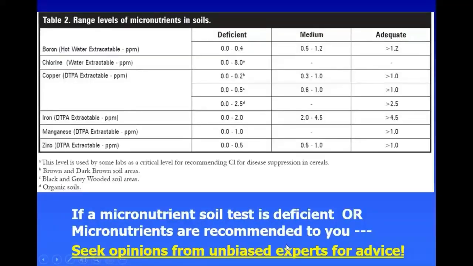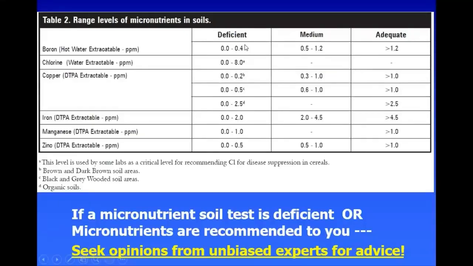If you test for micronutrients and they're all good, then I'd suggest don't worry about micronutrients for at least another 5 years. But when you are testing for them, we can look at boron, chloride, copper, iron, manganese, and zinc. In Alberta, the one that I'm most concerned about really is copper. As long as you're at 0.5 parts per million or less, then I'd be looking at potentially using it, especially on thin black and gray soils.